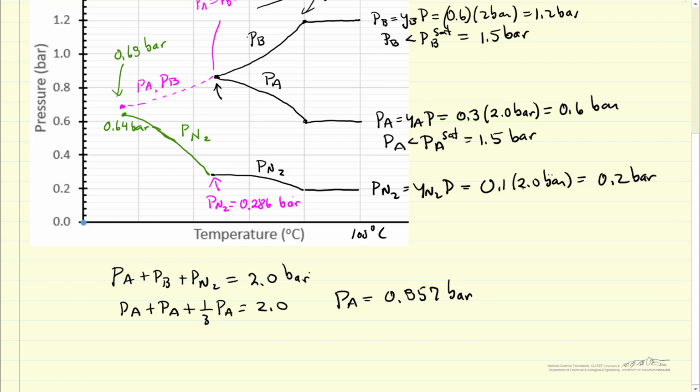So we've drawn the plots that tell us how, as we lower the temperature, species condense, and how the partial pressures of each of these components change.